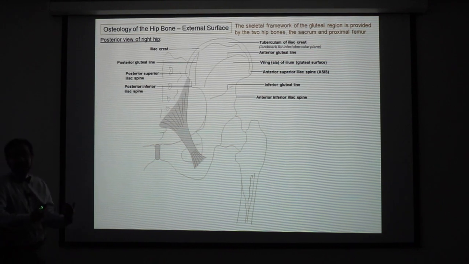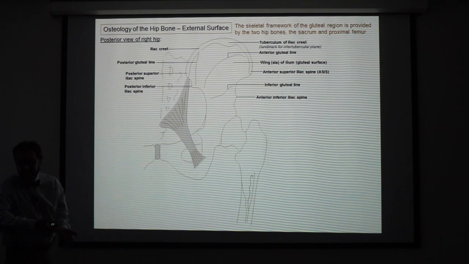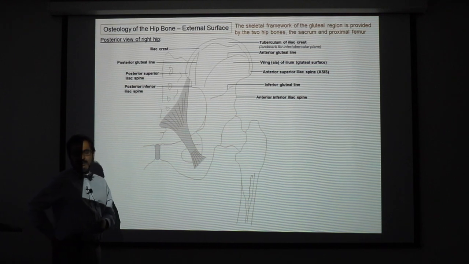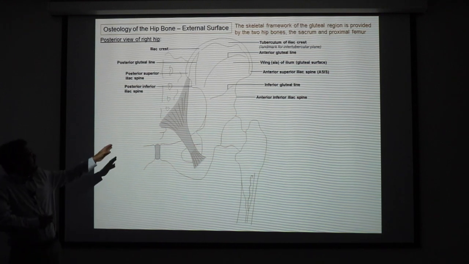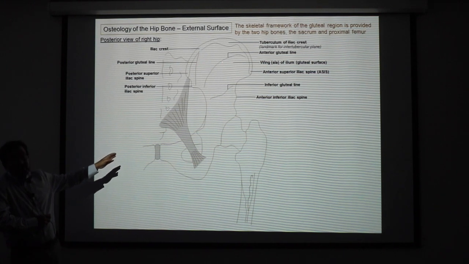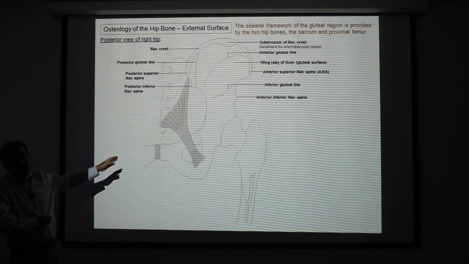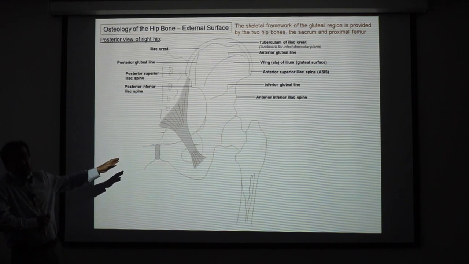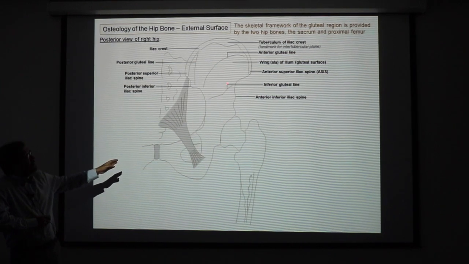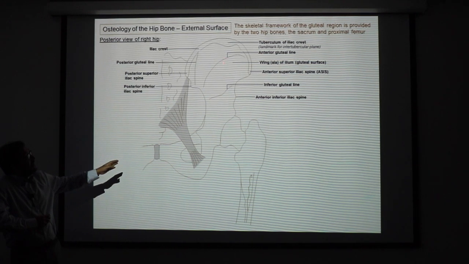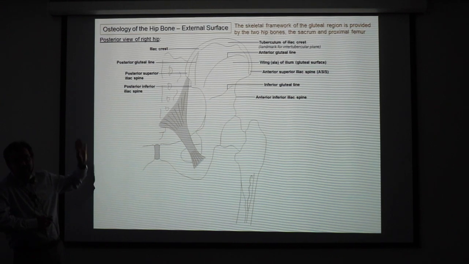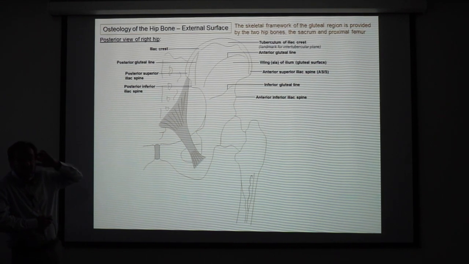There is a pelvic surface of the ilium which gives rise to the iliacus muscle, but we are talking about the gluteal surface of the ilium, which has these three lines: the posterior gluteal line, anterior gluteal line, and the inferior gluteal line. The gluteus medius muscle is going to originate between the posterior and anterior gluteal line, and the gluteus minimus muscle is going to arise between the anterior and the inferior gluteal line. So that's why these gluteal lines are important in terms of the origin of the gluteal muscles.